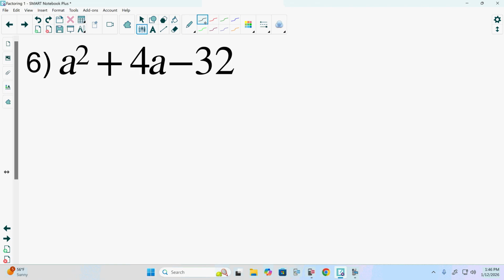A squared plus 4a minus 32. Is there a greatest common factor between these three terms? No. So, if there's no greatest common factor, we'll just move on to step 2, our two sets of parentheses with 3 spaces. The main reason I do this is just to make sure the parentheses are wide enough that we can fit everything in. That's the only reason I do that step.